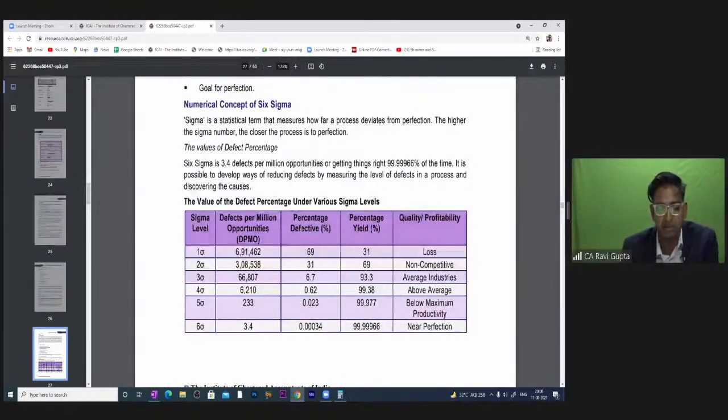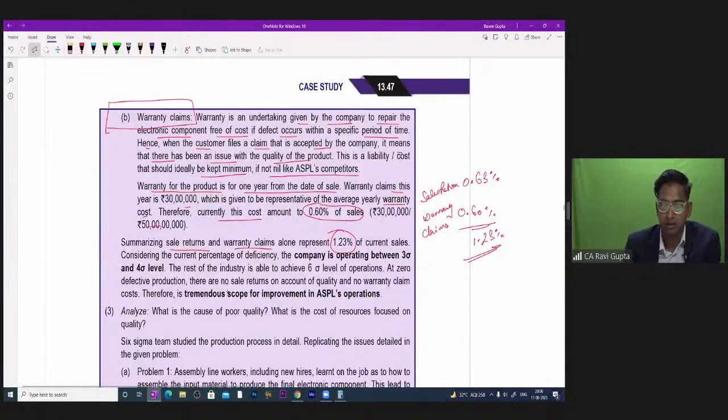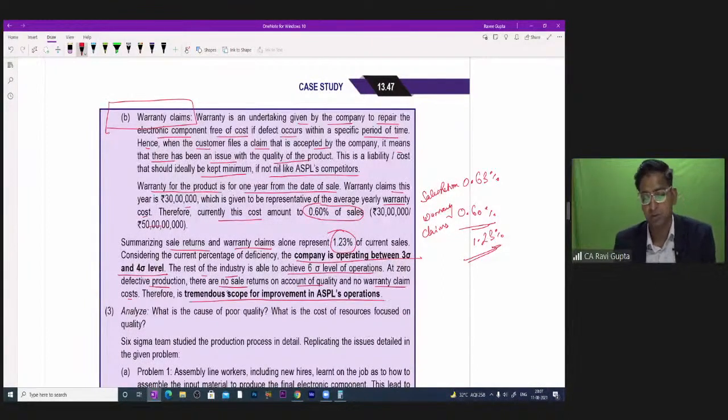If our defect percentage is 6.7%, it is between 3 and 4 sigma level, that is defects per million opportunities. So definitely the company is operating between sigma level 3 and sigma level 4. The rest of the industry is able to achieve 6 sigma level of operation at zero defect production. There are no sales returns on account of quality and no warranty claim cost. Therefore, there is tremendous scope for improvement in ASPL's operation.